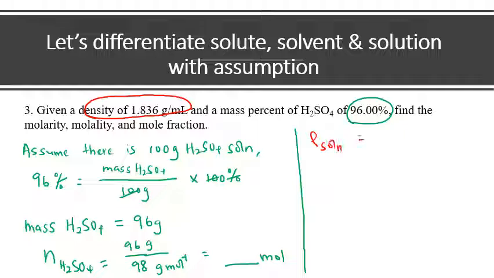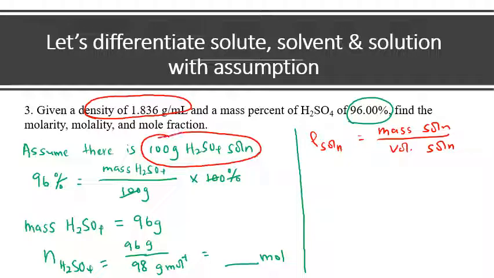Density of solution equals mass of solution over volume of solution. Just now we already assumed the mass of solution is 100 gram. So the volume of solution will equal mass of solution, which is 100 gram, divided by the density 1.836 gram per ml. Gram and gram cancel out. Press the calculator: 100 divided by 1.836 will equal 54.4662.